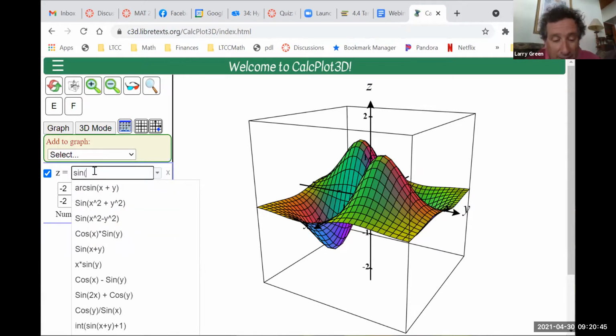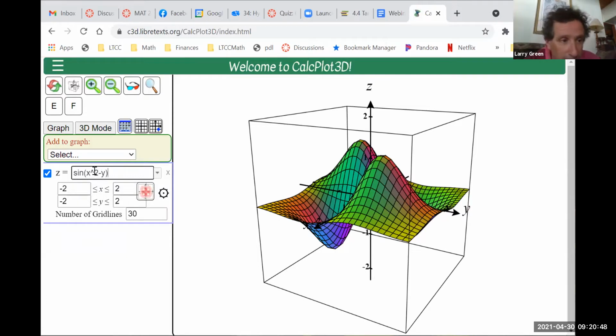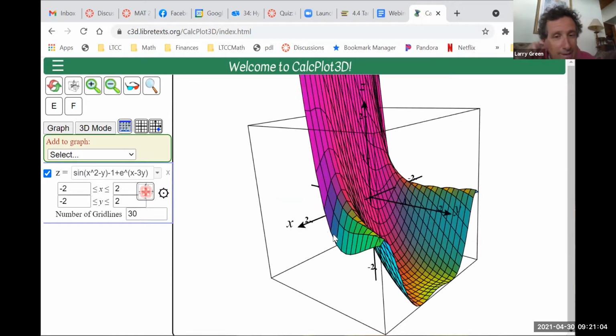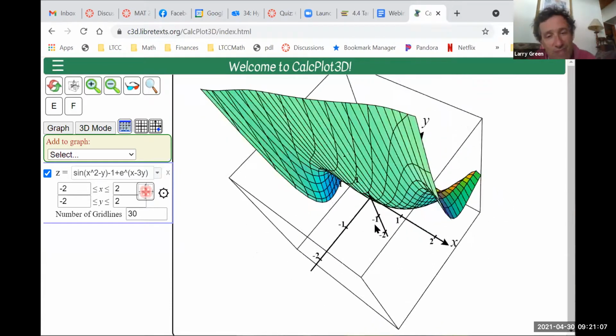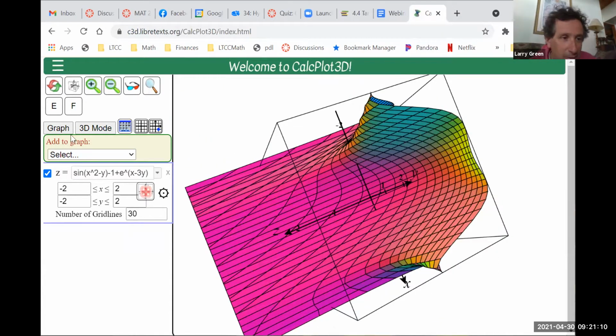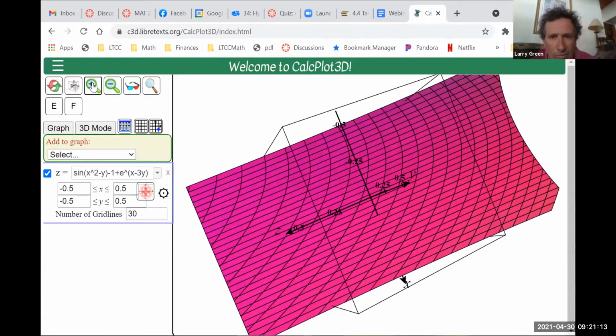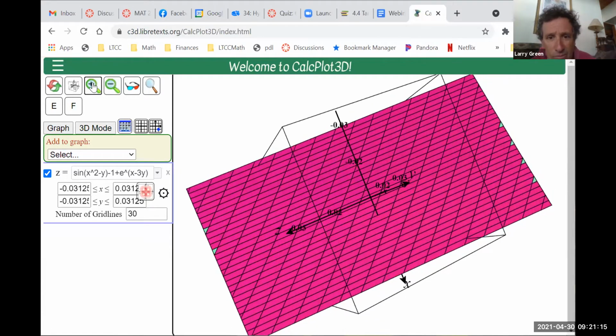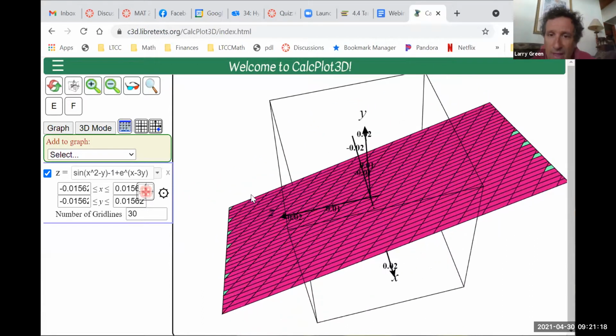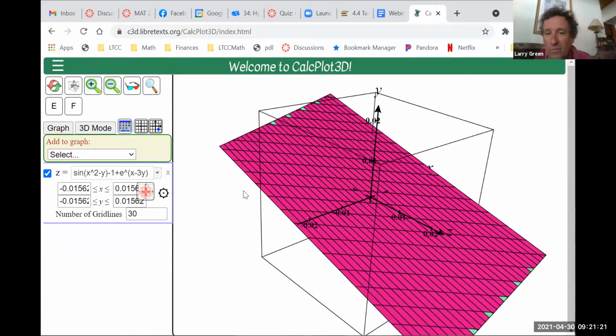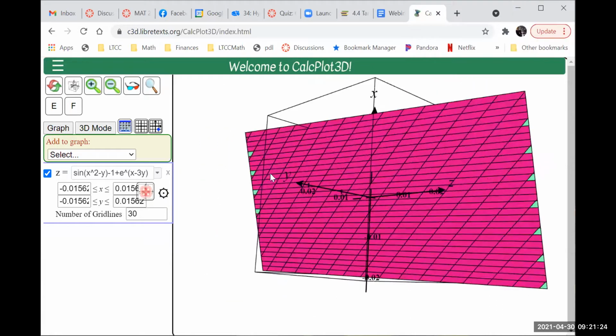So how about sine of x squared minus y minus 1 plus e to the x minus 3y. That should work. All right, again, hopefully you notice this doesn't look flat at all. But if I zoom in, and then all of a sudden, what does it look like? A plane now. Looks like a plane.